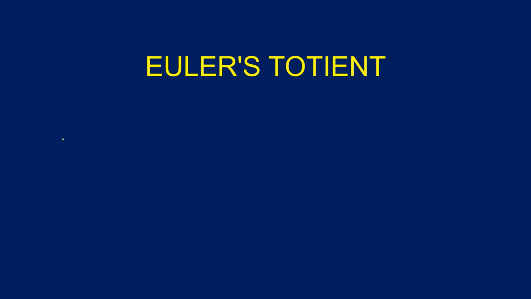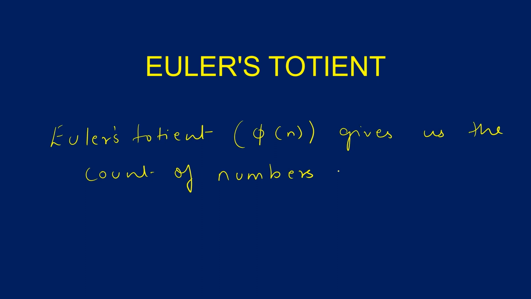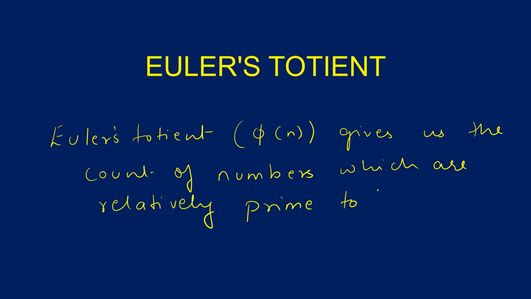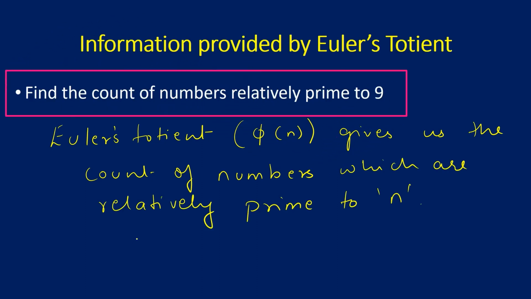So what is Euler's totient? Euler's totient, which is denoted as phi of n, basically gives us the count of numbers which are relatively prime to n. So what is n in this case? n is 9. From the steps that we just solved before, we saw that the count of numbers relatively prime to 9 was 6. Therefore, if you try to use a formula and find Euler totient of 9, you will get the answer 6.